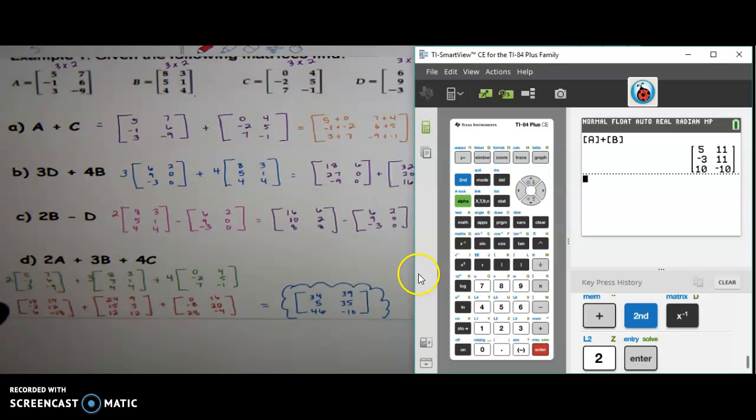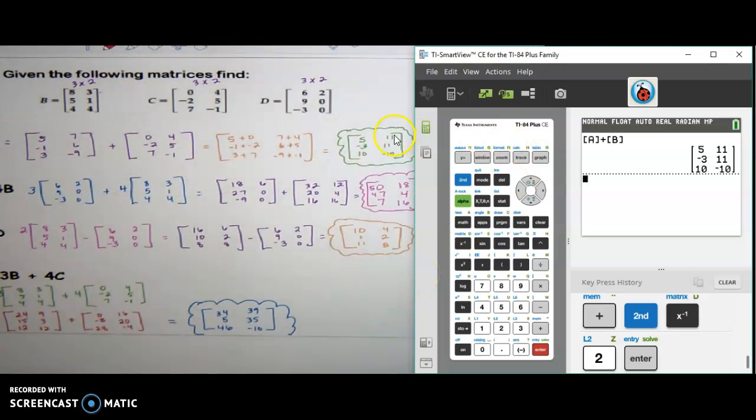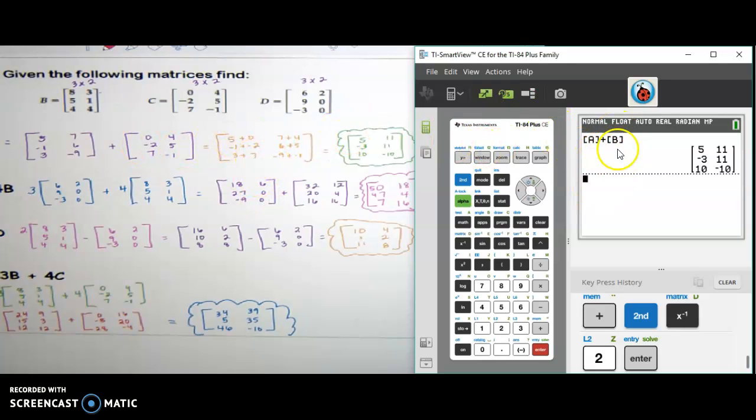So if you look at our answer that we had, we ended up with 5, -3, 10, 11, and 11, -10. So it did the same thing. But when you're just adding or subtracting, it takes less time just to add the numbers. But I want you to know how to use that on the calculator. So there's that.